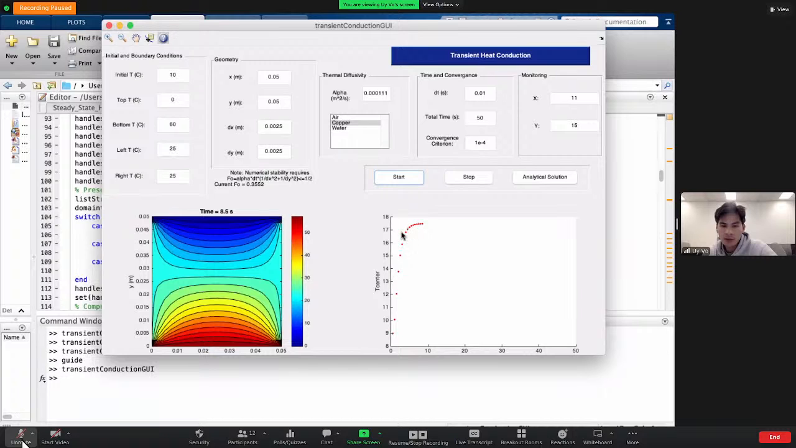So we see here the temperature change with time, and it levels up around 9.5 seconds, and it doesn't change anymore. It meets the convergence criterion that temperature no longer changes. The difference between the temperature changes is smaller than 10 to the power minus 4.